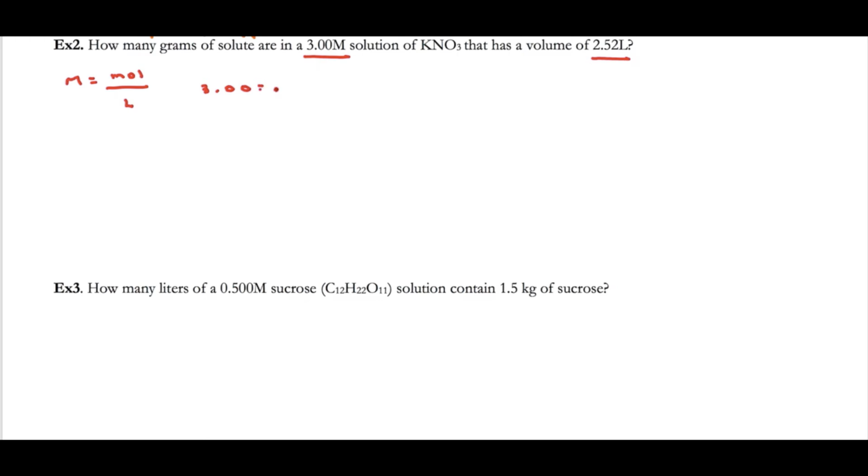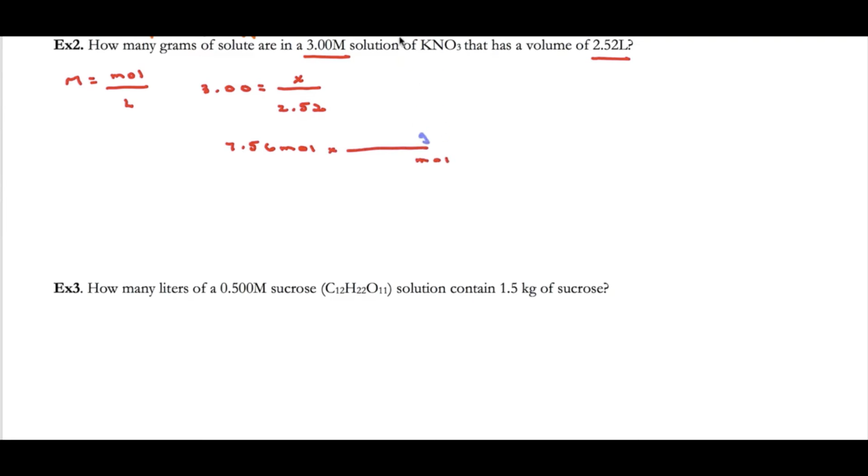I don't know my number of moles, so that's going to be my x, and I know my volume is 2.52 liters. So to determine my number of moles first and then figure out my grams, I have to multiply 3 by 2.52, and I get 7.56 moles. Now that's moles, that's great, but I don't want to be in moles, I want to be in grams, because that's what it's asking about. So I'm going to get out of moles, and I'm going to get into grams.